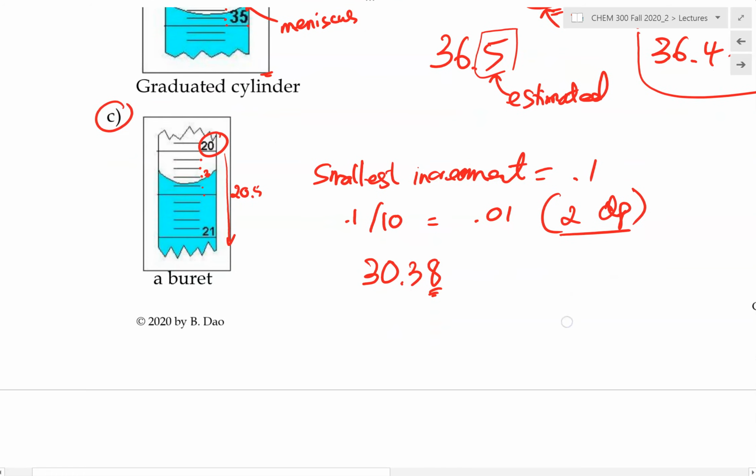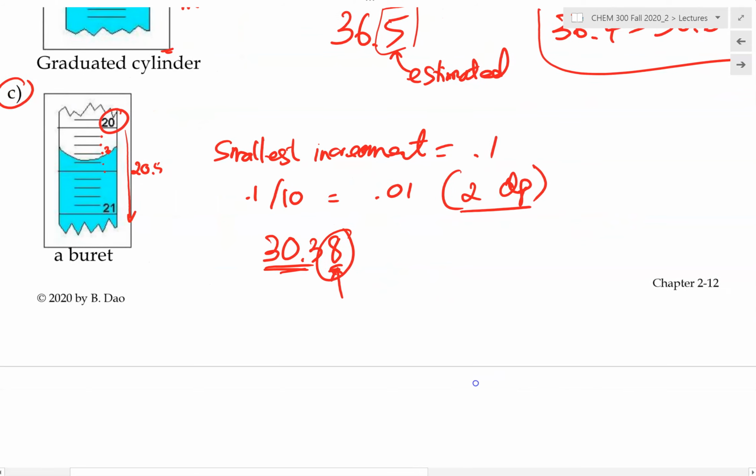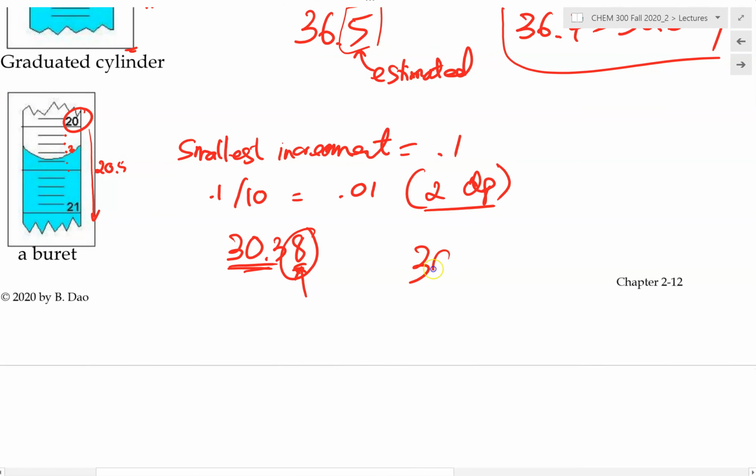Now, in this case, we know the volume is 30.3 for sure, right? Because we know it passed this for sure already, but we are estimating this next digit right here. And whenever we estimate something, uncertainty would exist, and that's the meaning of this digit, 8. So in this case, a reading that ranges anywhere between 30.37 to 30.39 would also be acceptable.